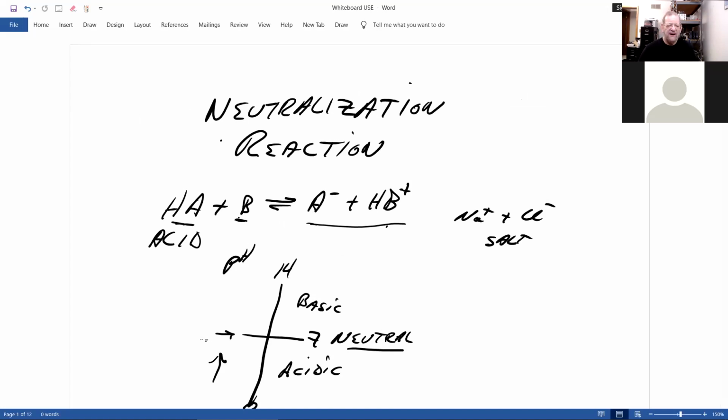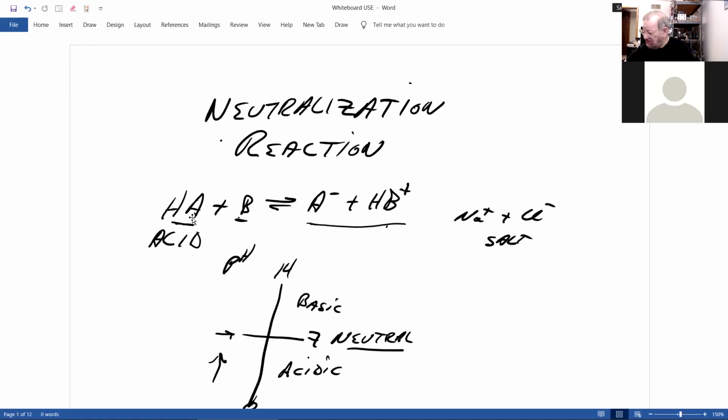Now, neutralization reactions are very useful because you can use them to determine the molarity of solutions or how many moles of a solid you have. Neutralization reactions are very useful because they help you determine moles of an acid or base, or the molarity of a solution.